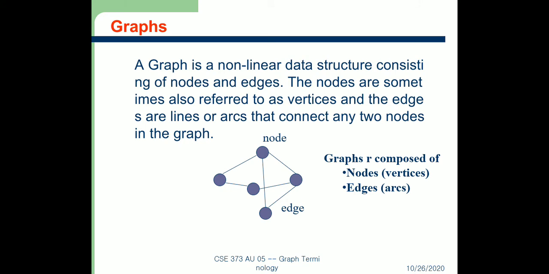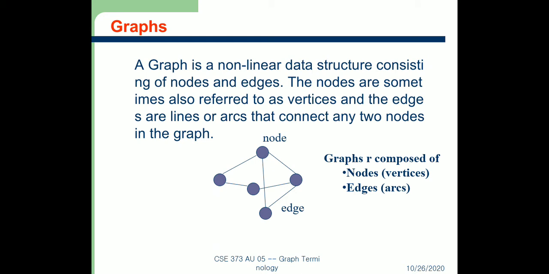Graph is a non-linear data structure which consists of two things, nodes and edges. What are nodes? All these circular things are represented by nodes, and the lines joining these circular things are known as edges. So every graph has two things. One is nodes. Nodes are also known as vertices, and the other is edges. Edges are also known as arcs.